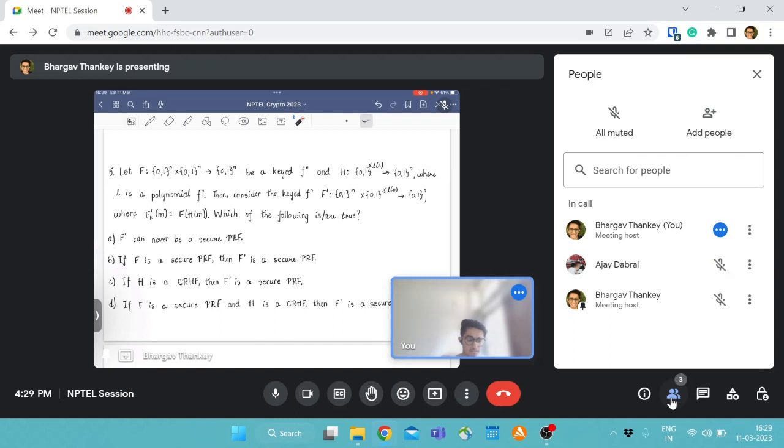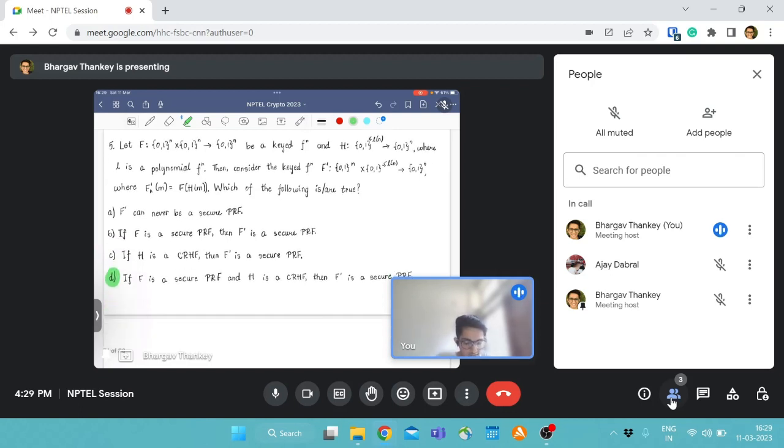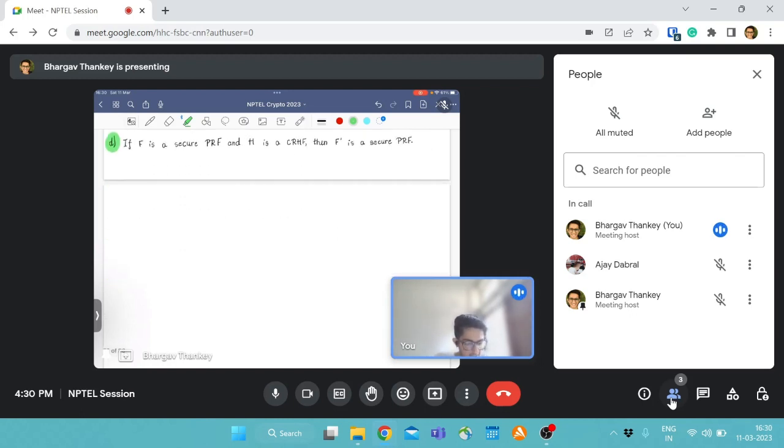D only. Can you say that D or B? D, D. Okay, yeah. So D is the only correct option. Let's see why. Okay, so what we'll do is we'll show that B and C are not correct, and then we'll show that D is correct. And since D is correct, that would immediately imply that A is incorrect. So showing that B is incorrect, C is incorrect, and D is correct suffices. So let's show that B is incorrect.